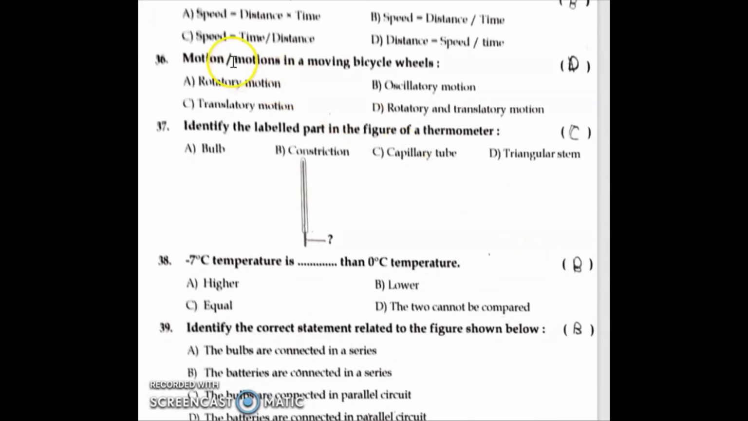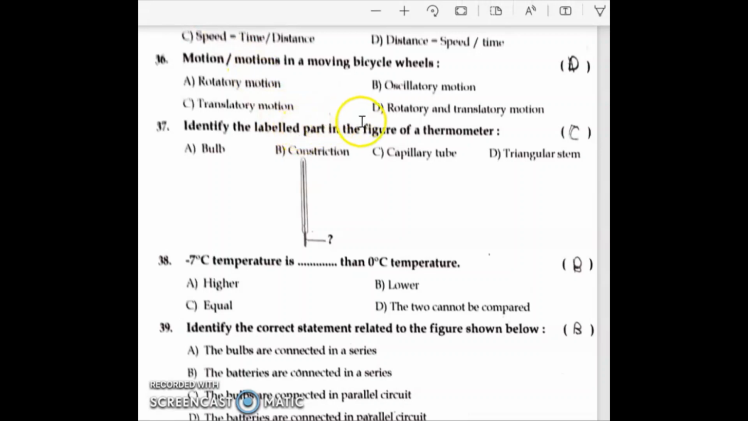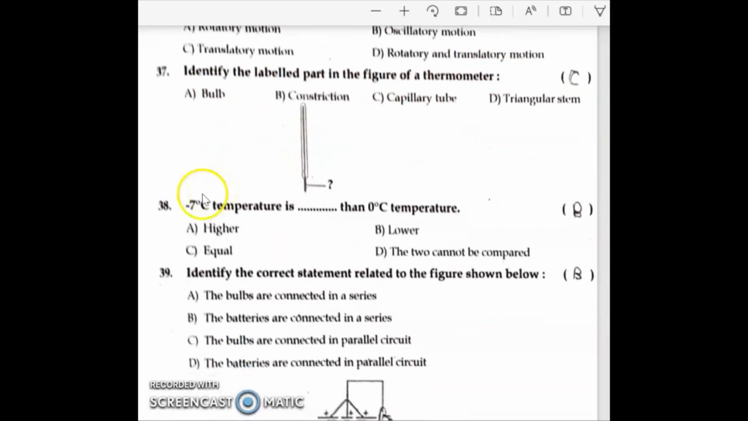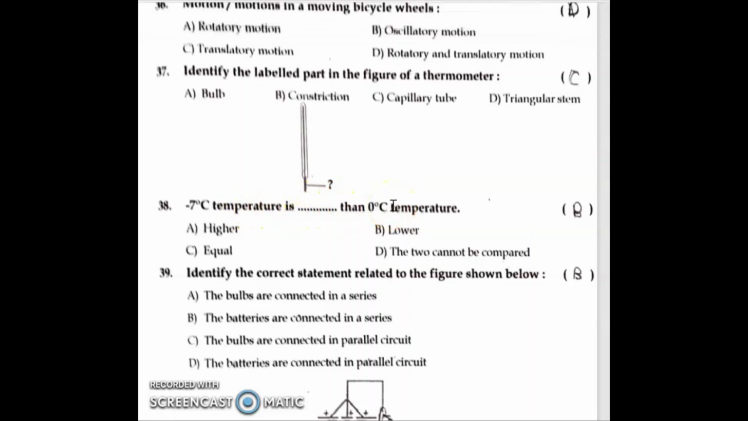Motion in a moving bicycle wheel is D, rotatory and translatory motion. Identify the labeled part in the figure of the thermometer: bulb. 37.7 degrees Celsius temperature is dash than 0 degrees Celsius temperature. Lower, B.